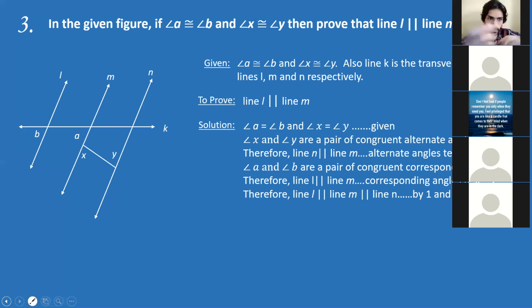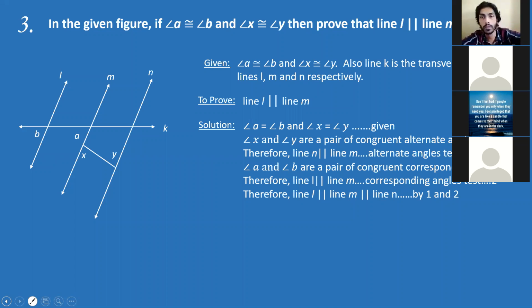Use different formulas to come to the solution, and you have to take a pic and send it to me. Not on the WhatsApp group, send it to me personally. Yeah, send it to me personally.